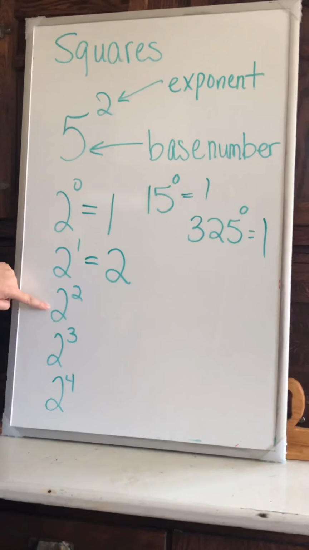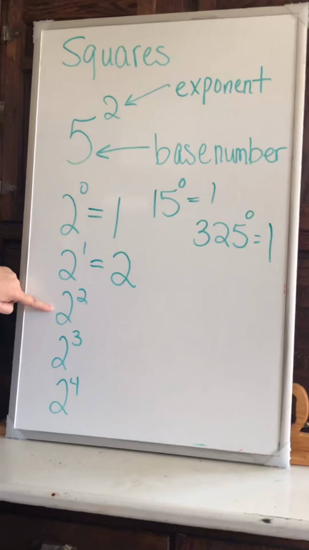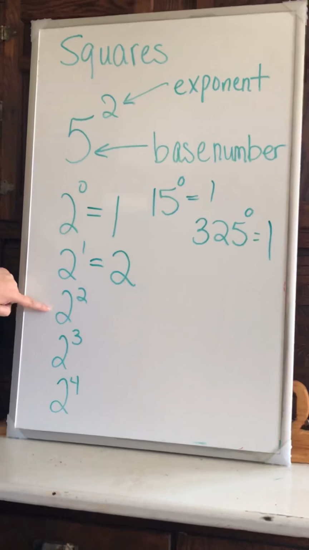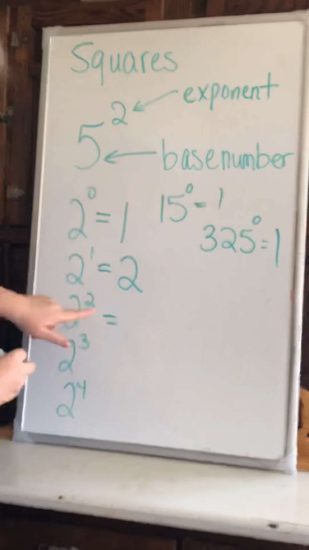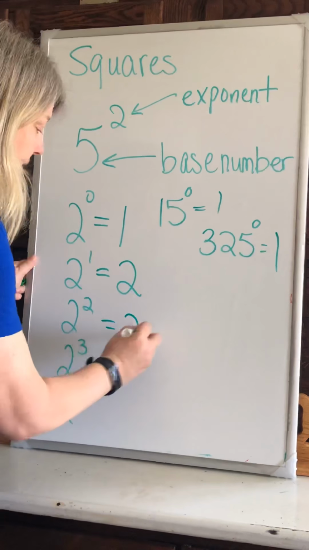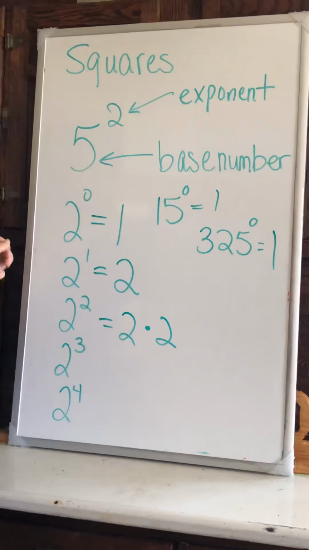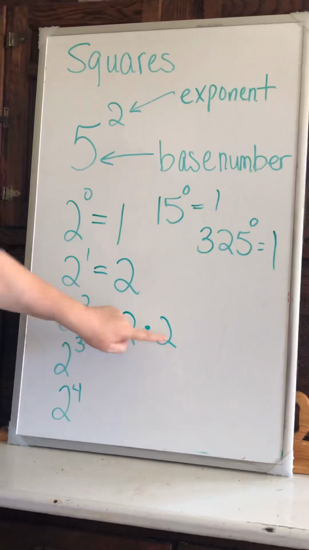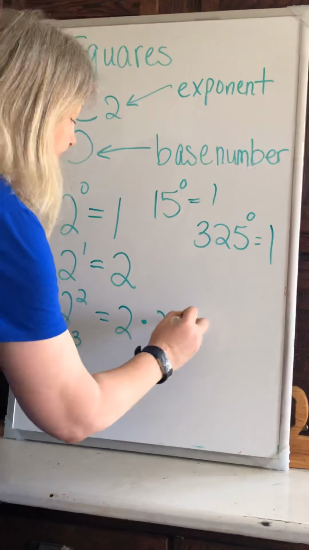This one right here, you can either call it 2 squared, or you can call it 2 to the second power. So I'm going to take this 2 for the base number, and I'm going to write it 2 times. And in between that, I'm going to put a multiplication sign. So now it says 2 times 2, and what's the answer to that? It's 4, of course.